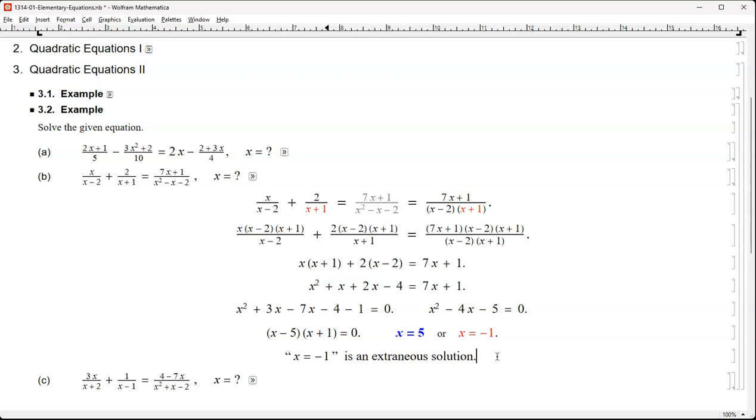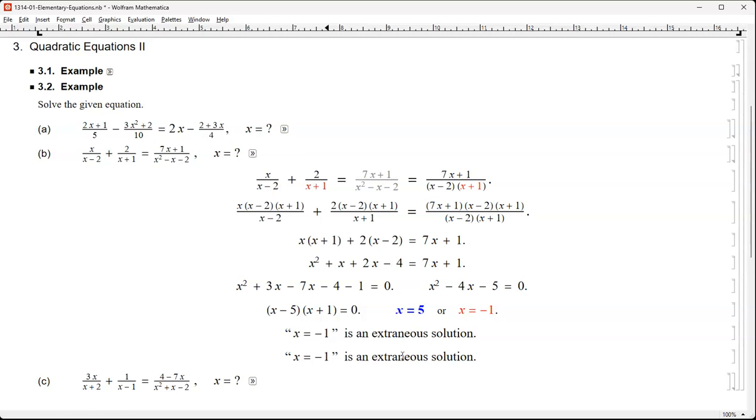Extraneous solution, so it should be counted out. I don't like the term extraneous solution, to tell the truth, because outside the math classroom, how often do you use the term extraneous? I don't like it. I would much rather use this kind of term, but I'm in the minority. Most textbook authors use this term extraneous, even though people never use it outside the classroom.